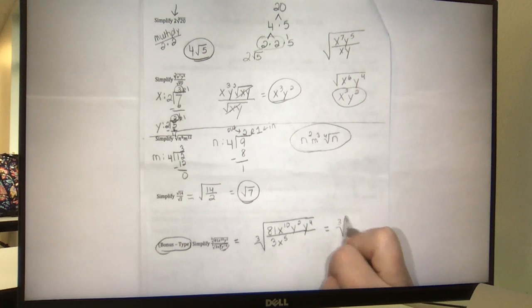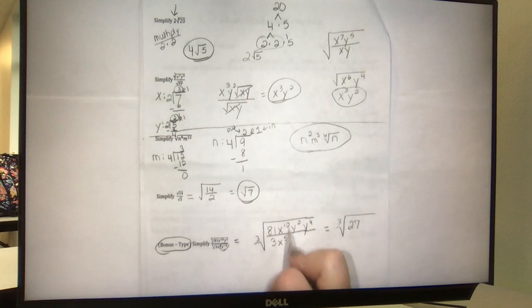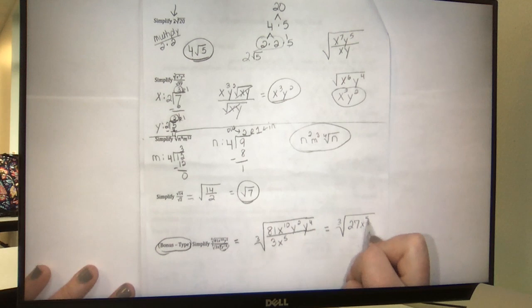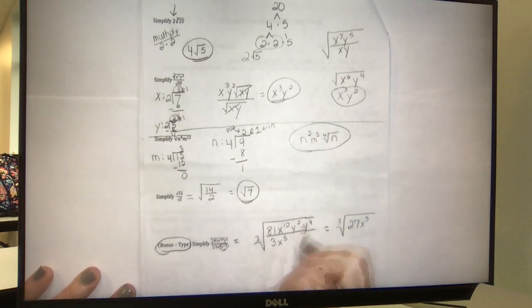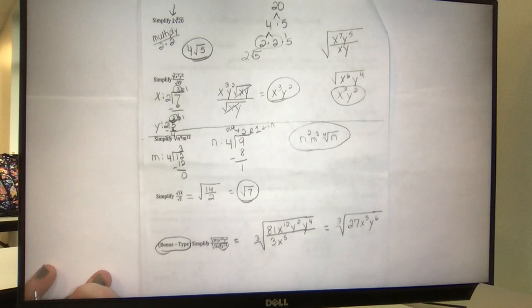Okay, so if I put in my calculator 81 divided by 3, I get 27. Okay, what am I going to do with these exponents? 10 and 5. Subtract. I know which one's bigger in this case. 10. 10 minus 5 is 5. He's going to stay in the top. What am I going to do with these y exponents? Add them. 2 plus 4 is a nice 6. I don't even have a denominator anymore. Look at that. Okay. So now all I have to do is take the root.